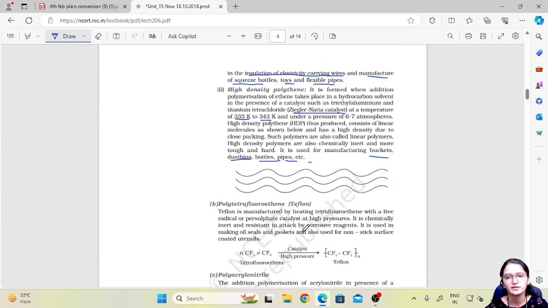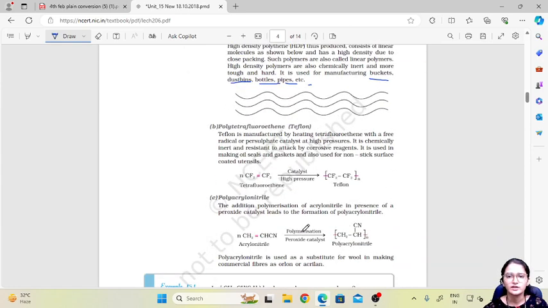Next very important addition polymer is polytetrafluoroethane, which is commonly known as Teflon. Now it is manufactured by heating tetrafluoroethane with free radical or persulfate catalyst, and the pressure used is very high. It is inert and resistant to attack by corrosive reagents, and it is used in making oil seals, gaskets and also for non-stick surface coated utensils. So this is a very frequently asked question regarding non-stick coated utensils, so that's why Teflon is very important over here.